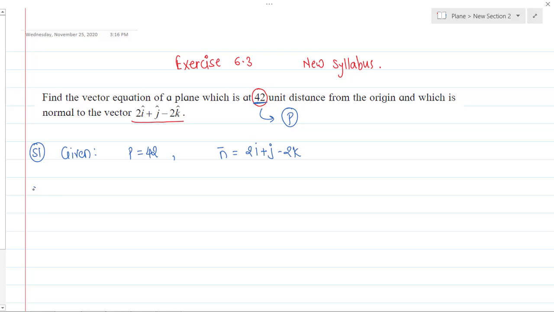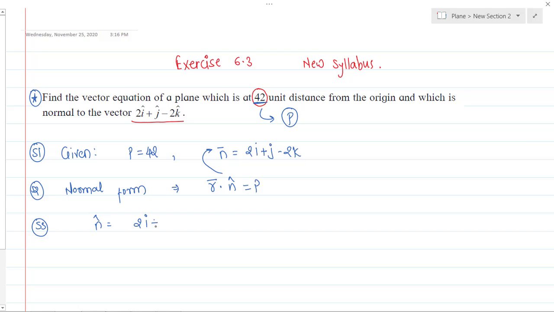Okay, so after reading this question we can simply understand that they are asking for the normal form of the equation. The normal form of a plane is given as r bar dot n cap equals p. But we don't know the value of n cap. N cap is simply the unit vector of this n bar. So let's find out the n cap. So n cap is nothing but the vector divided by its magnitude.